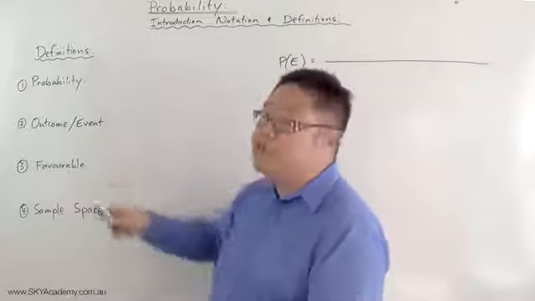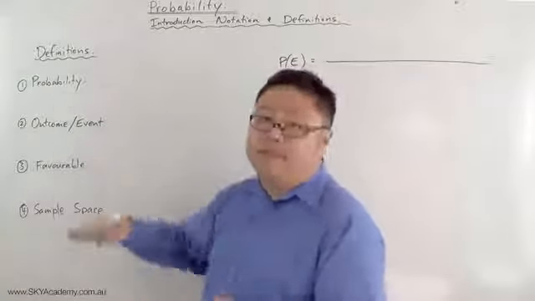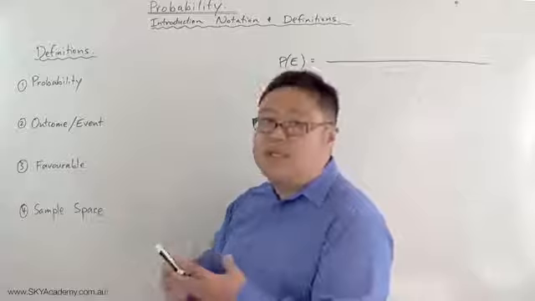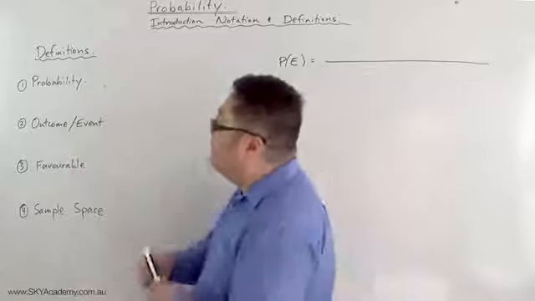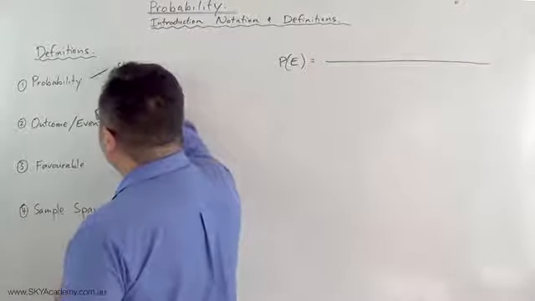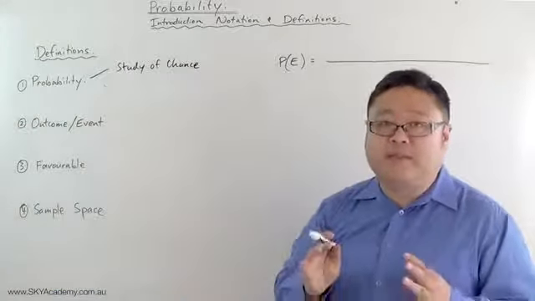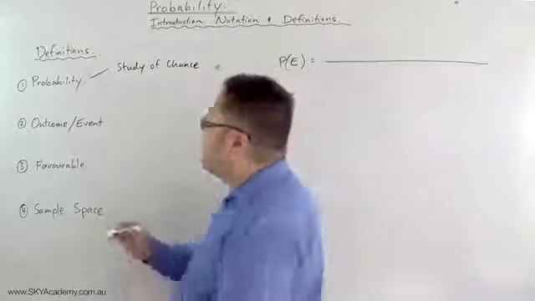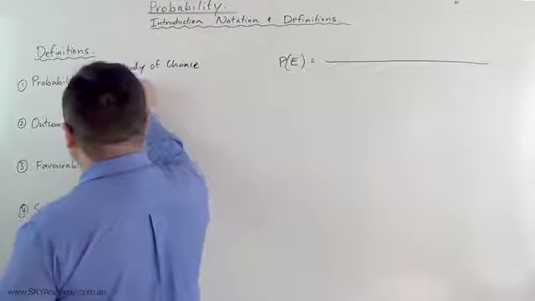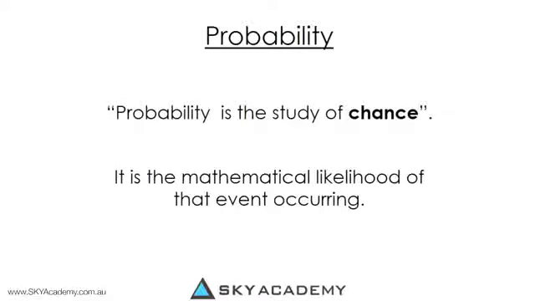Let's have a look at some definitions. The first definition is the word probability. After all, the topic is about probability, so the least we can do is know what it means. Probability is the study of chance. As a subject, probability is concerned with the study of chance. The probability of something happening is the mathematical likelihood of that outcome or that event occurring.